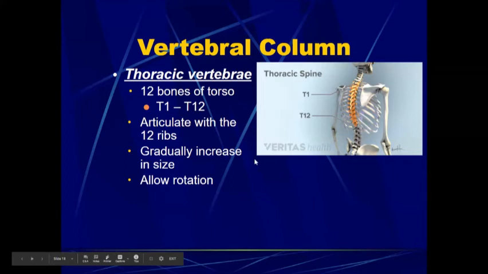So moving down the vertebral column, next we have the thoracic vertebrae. There are 12 thoracic vertebrae, and they're named T1 to T12, superiorly to inferiorly. Each thoracic vertebra articulates with the 12 ribs. They gradually increase in size as we go more inferior, and they allow rotation of that upper area of the thorax.